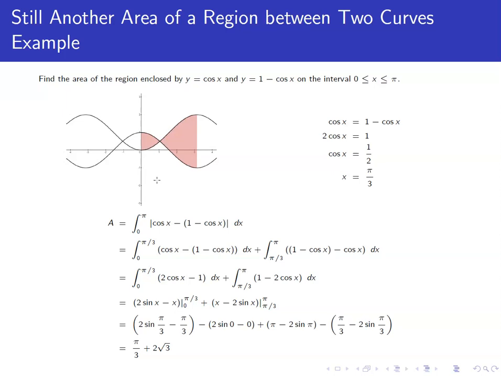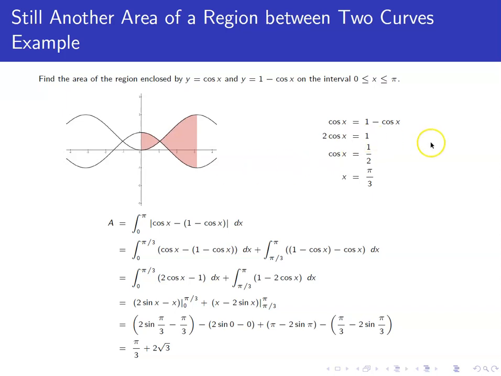So for that integral, we want to do top minus bottom, we would have cosine x minus 1 minus cosine x. However, from that point on to pi, now 1 minus cosine x is above the cosine curve. So we would do 1 minus cosine x minus the cosine x. So we're going to have to split this up into two integrals.